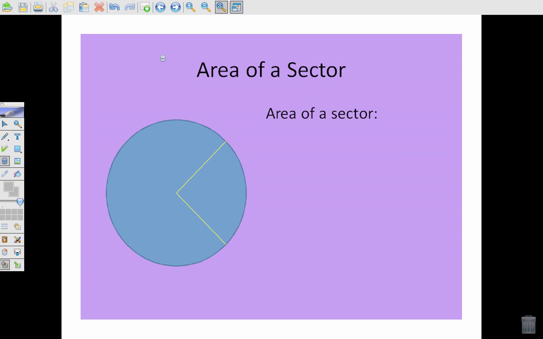Area of a sector today, and when we're talking about the area of a sector, we're talking about this part here, this slice of pizza out of part of a circle. And so when we're talking about that part, we still have certain things that are true. This angle here is still theta. Our radius is still our radius, and our arc length is still our arc length.